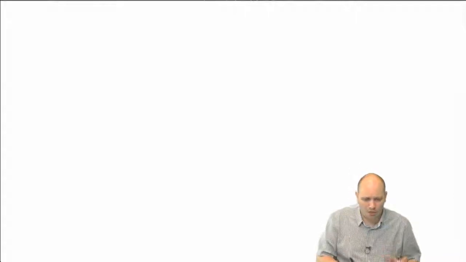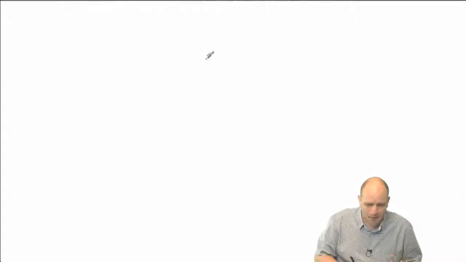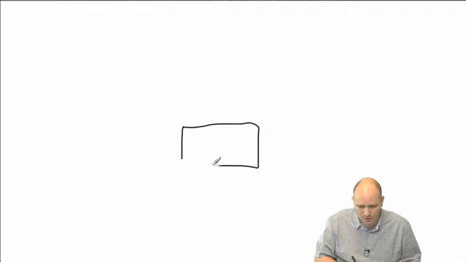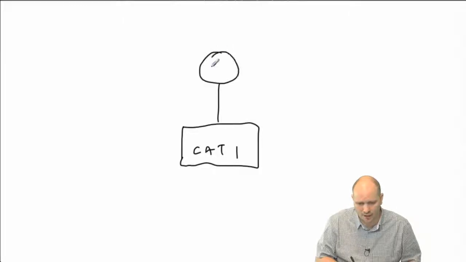What I'm going to do is I'm going to set up a very simple network. This very simple network is going to be consisting of a single switch, which is going to be my Cat1. So here it is, my Cat1. I'm going to have two routers connected to Cat1. I'm going to have router 1 and I'm going to have router 2.